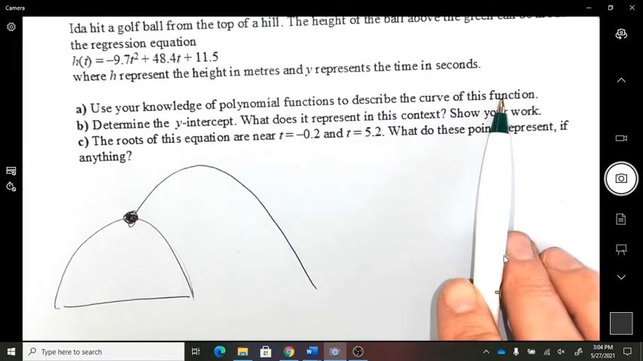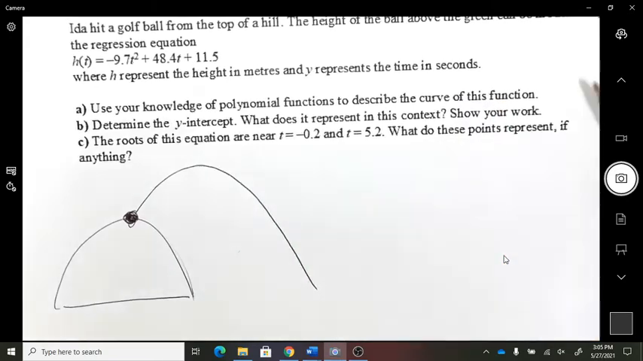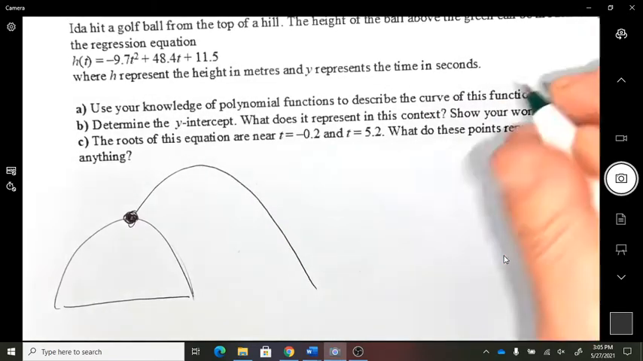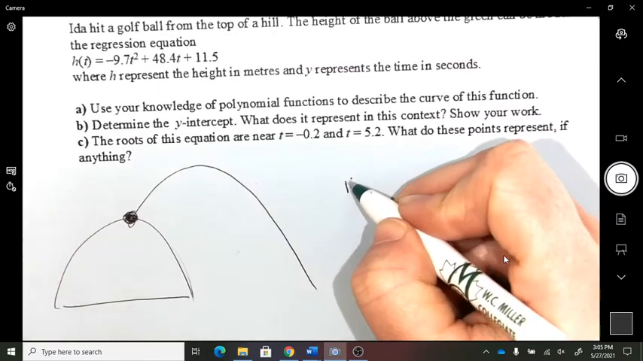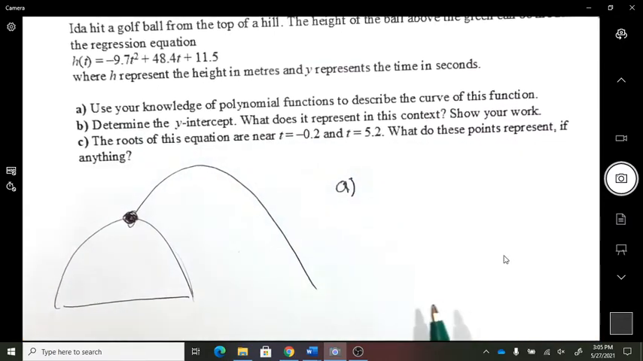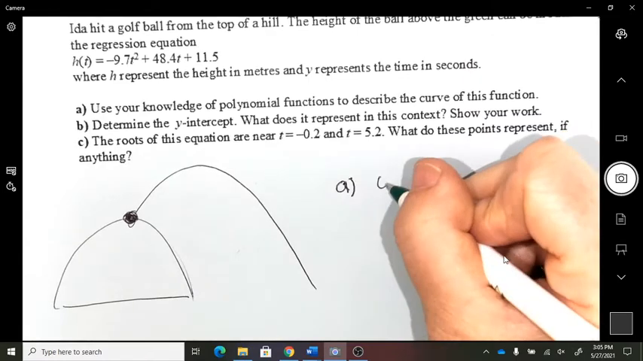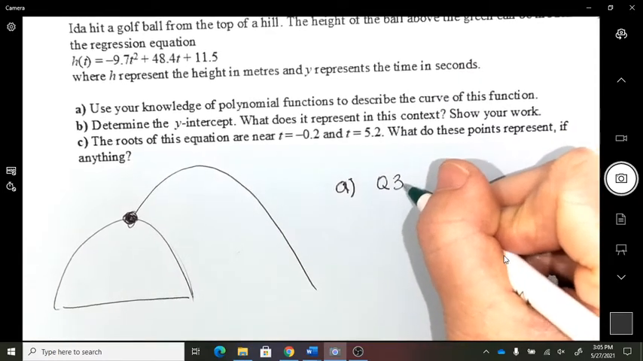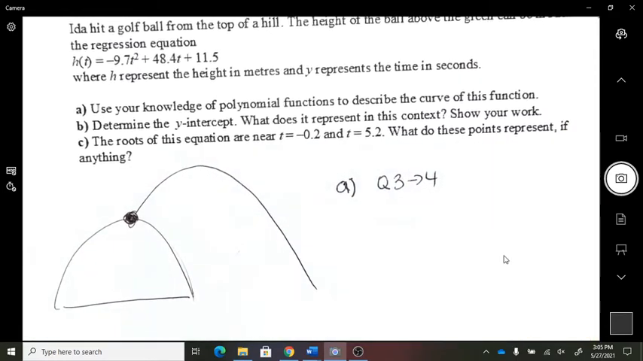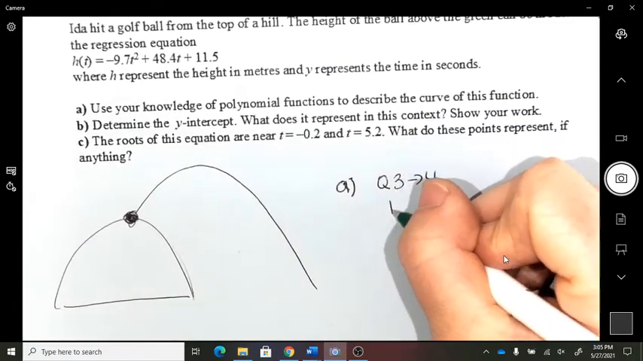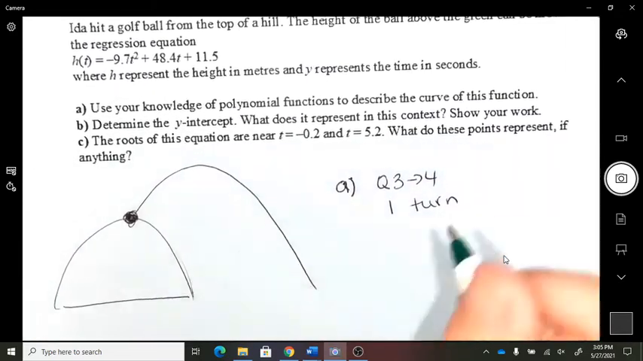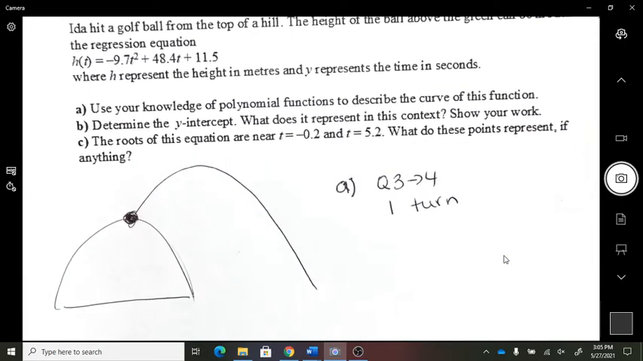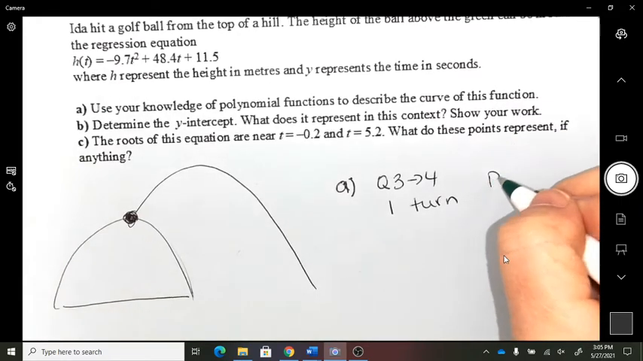Describe the curve of this function. What do you want to say about it? Quadrant what to what? Quadrant 3 to 4. How many turns? 1 turn. Turns once. What else should we say about it? X-intercepts. How many possible X-intercepts?